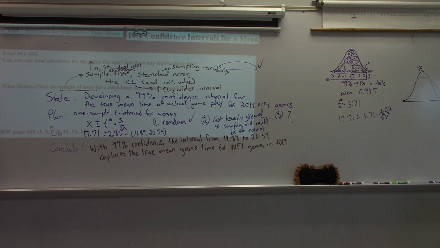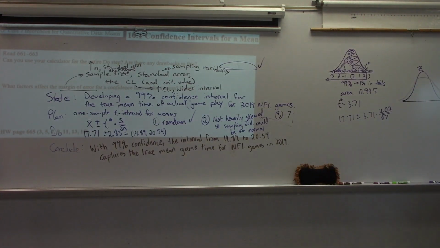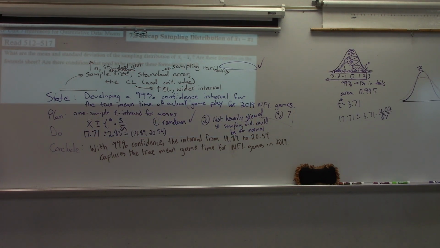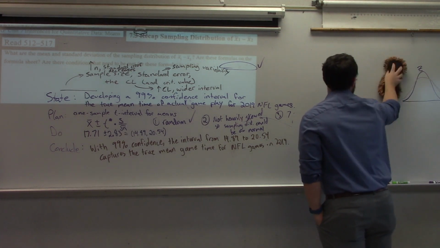Because like, I'm 100% sure that 0 to 1 captures the true population proportion. That doesn't really tell me anything, does it? Right. So the wider it is, the worse off we are. Okay. There's some practice homework questions there. Next page.